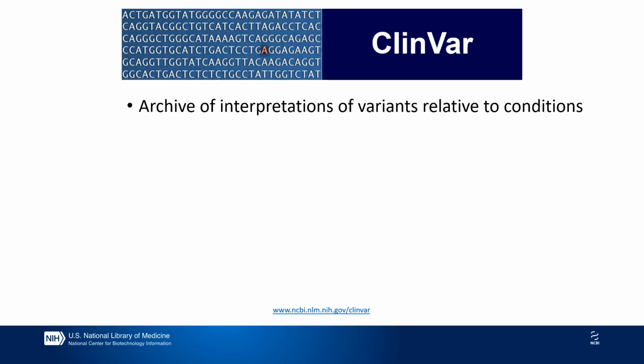ClinVar is NCBI's archive of interpretations of variants relative to conditions. The data you see in ClinVar are considered to be variant level interpretations. So these are general interpretations of a variant and its significance for a disease or drug response, but not specific to an individual case or patient.